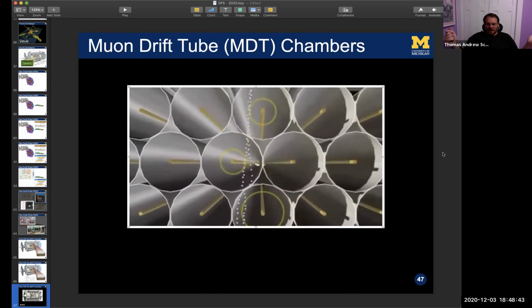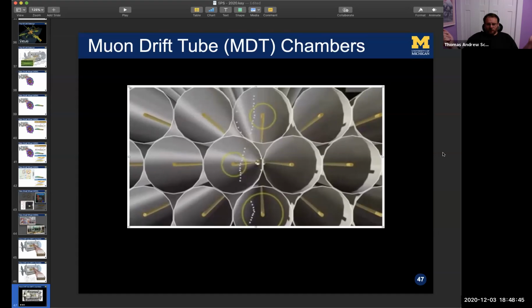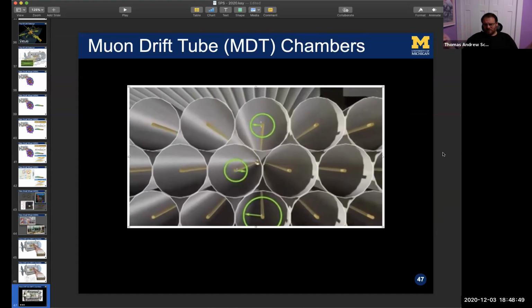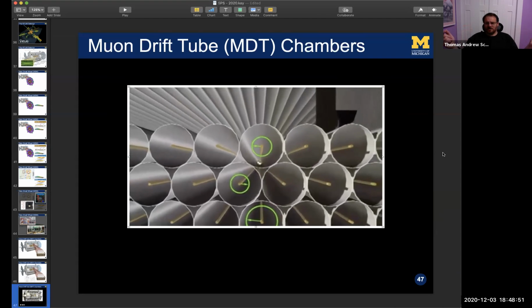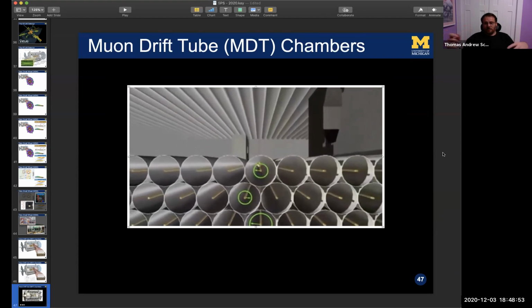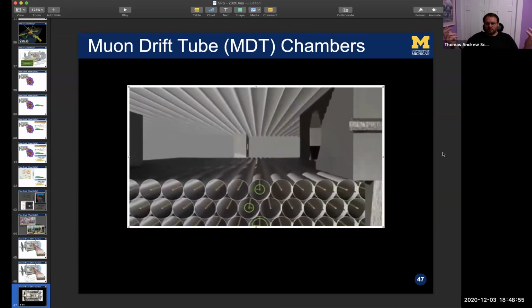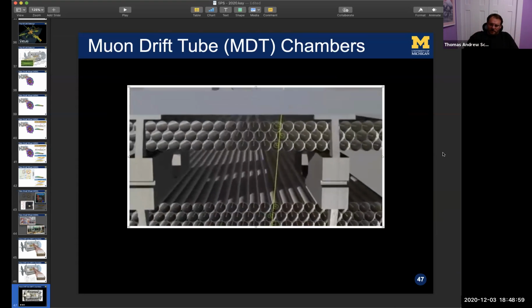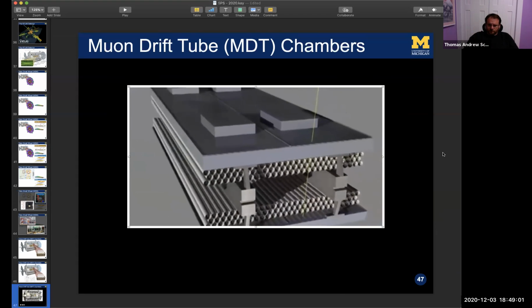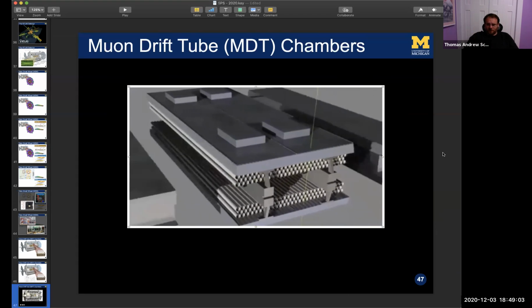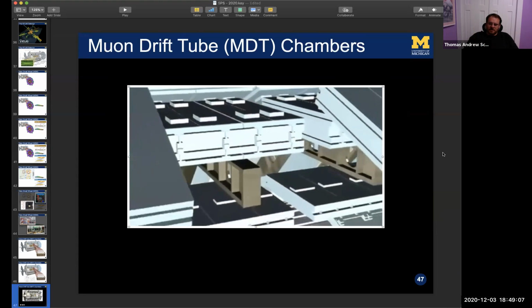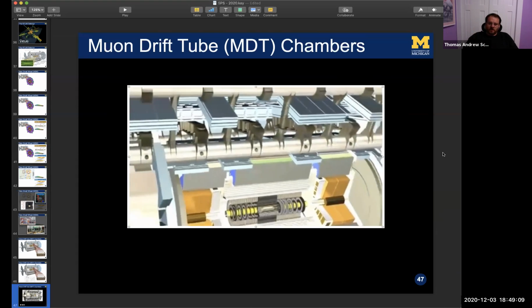Particle goes through, ionizes the gas. The voltage, the potential between the outside and the inside sucks over the charge, and you can tell where exactly the track went. And then you have enough of these chambers where you can actually just kind of connect the dots. And there you have it. And that's how the thing works in a nutshell. The difficult part, of course, is to do this precisely and to be able to do it so that they can read out very, very quickly.